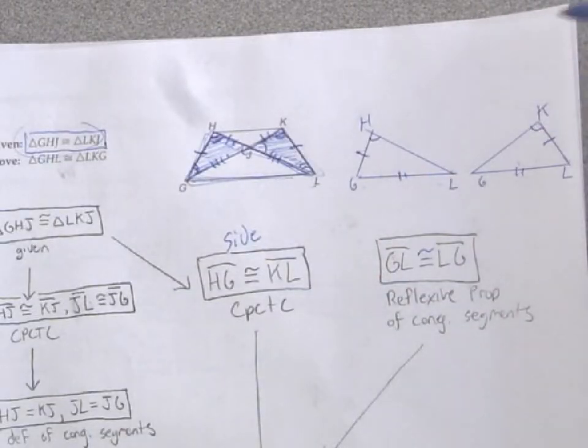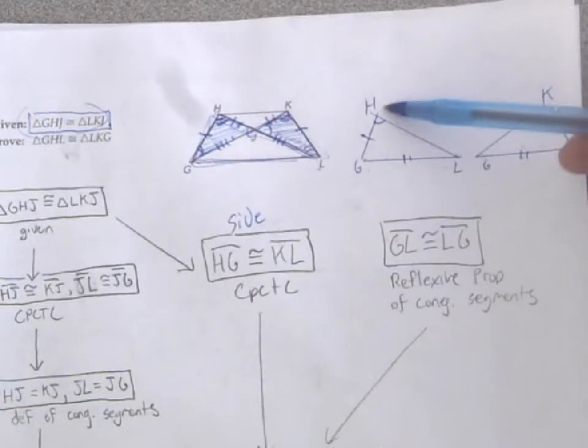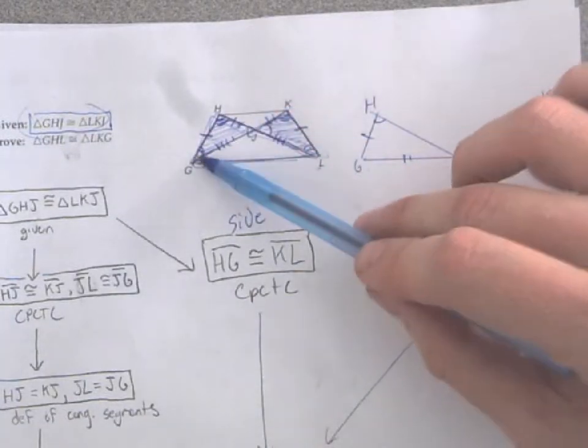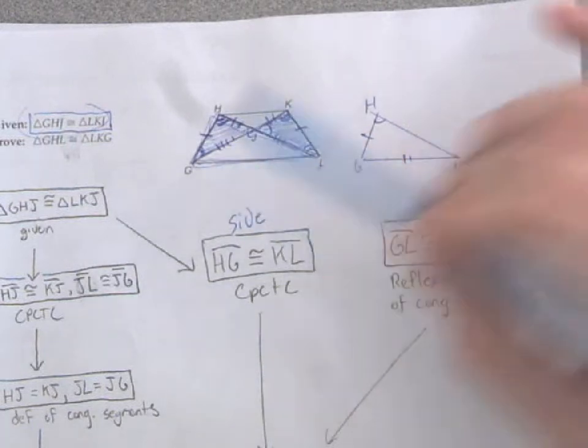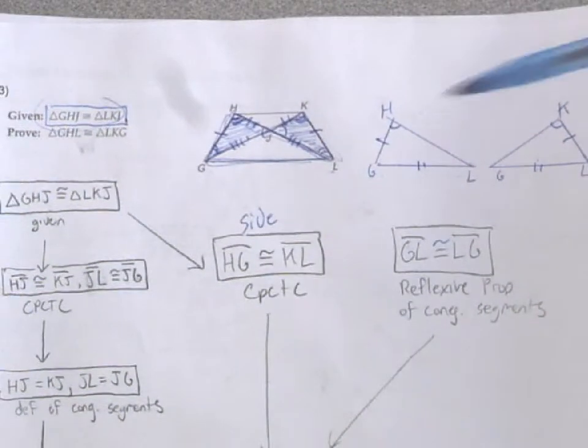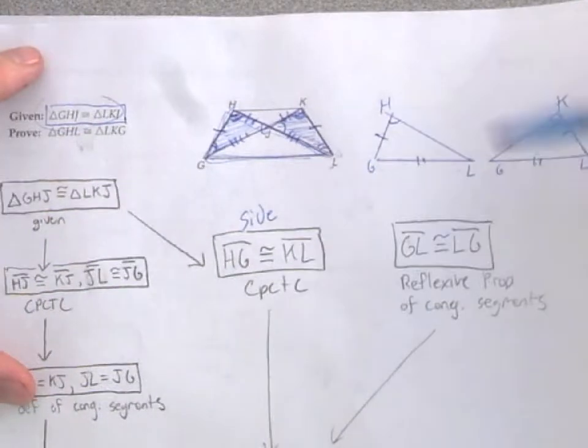You can't say side angle side because it's not the included angle. So there is a way to prove it using those top angles, angle GHL and angle LKG, but you're going to have to get another side, and that takes some work. Okay, so let's talk about how to get that third side.